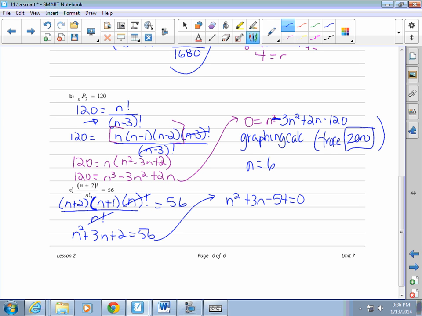Product and sum means that I would have n plus 9 times n minus 6 equal to 0. So n is equal to negative 9, or n is equal to 6. Now according to my 3 restrictions on here, my n can't be a negative, so my answer is n is equal to 6.